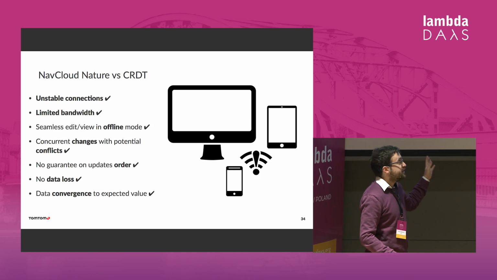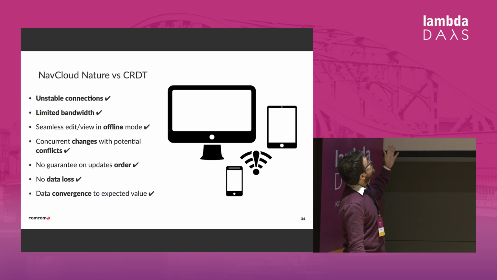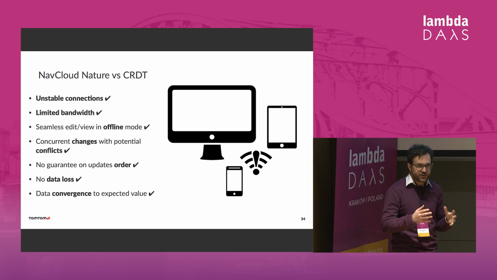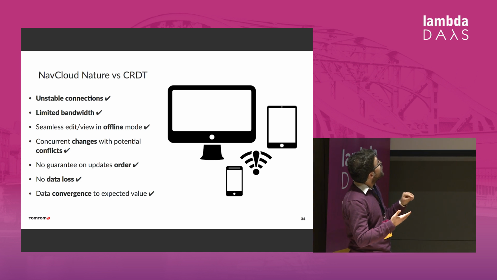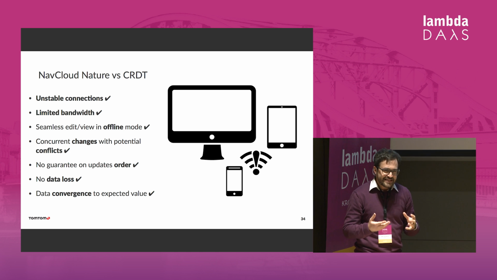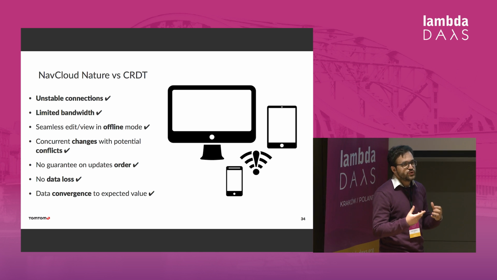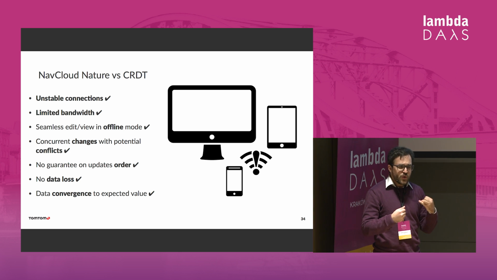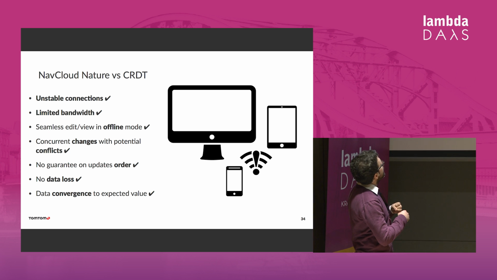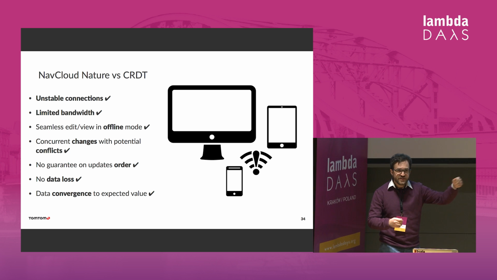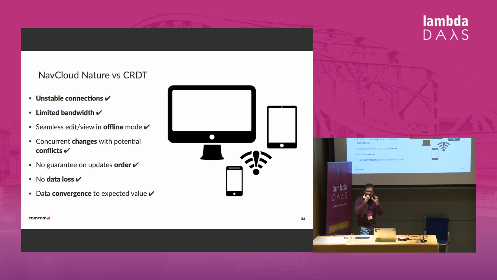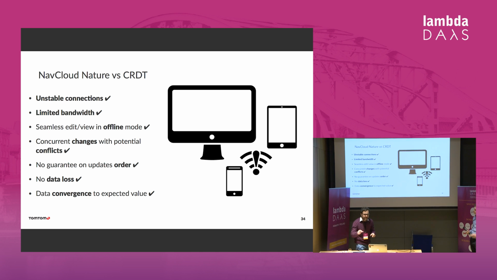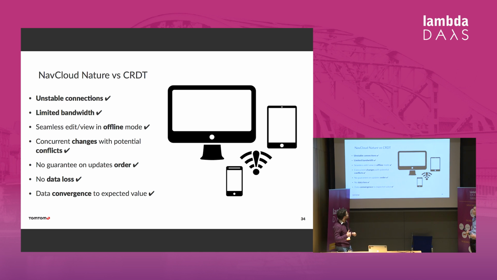You already saw this slide. This is the nature of NavCloud. Unstable connection, fine. CRDT says that I don't need on-demand remote synchronization. I can just change things locally. Low bandwidth: we extended the algebra of CRDT to support another operation called diff. What does that mean? It means that whenever I want to send an update to the server, instead of sending the entire CRDT, I just send the difference between my local state and the last state that I have seen from the server. So I optimize the bandwidth.